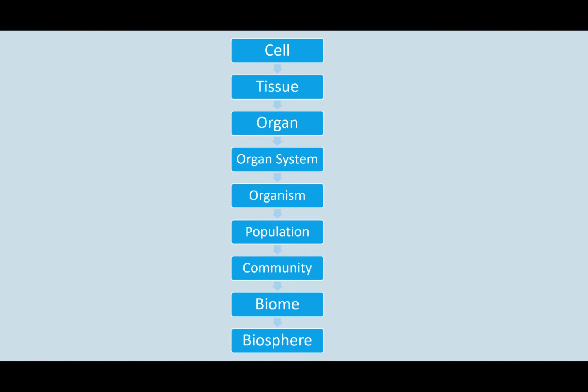Here we have an organization of different structures, a hierarchy or classification system, starting with a cell. A group of cells builds up into tissues. A group of tissues forms organs. Organs form organ systems, and so on and so on. Basically anything in the living world.